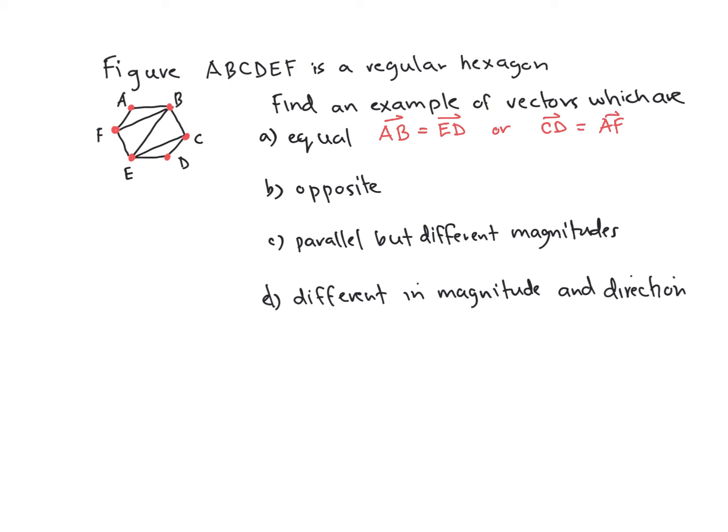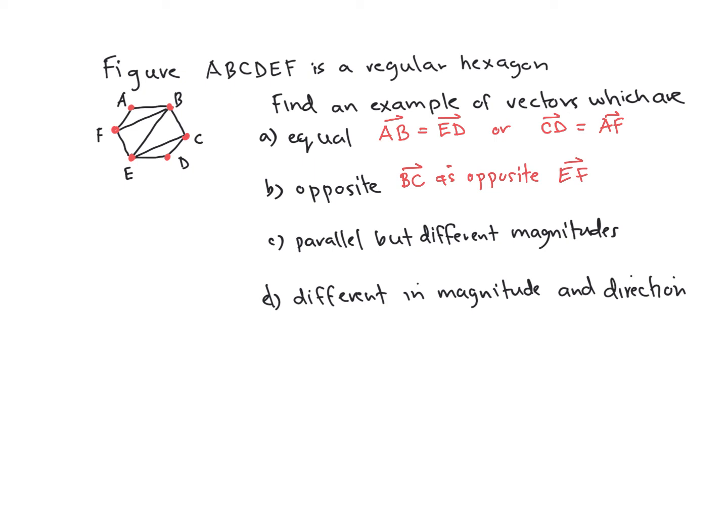Opposite vectors have to be equal in magnitude, but opposite in direction. So let's just pick a vector. I'm going to pick B to C. So if I start at B and go to C, it has the same magnitude as F to E, but we want it in opposite direction. So I would say E to F is opposite to, I'm not going to write that they're equal because they're not, opposite to E to F.